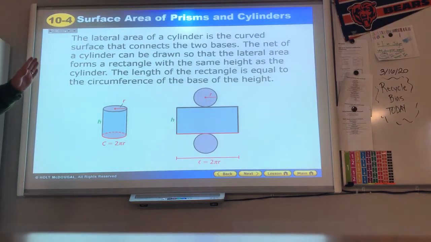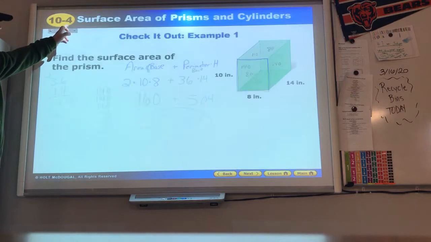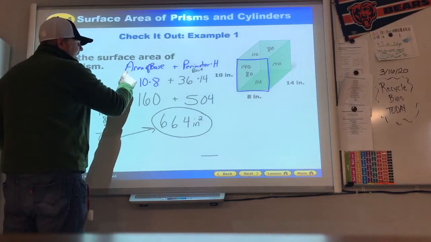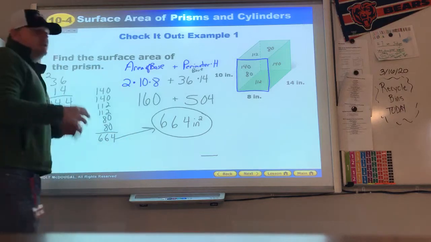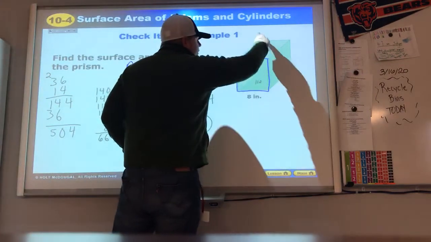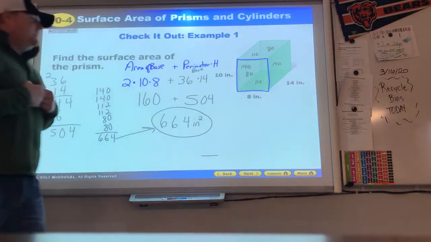Now I am going to go back just one slide here real quick to refresh. The other day we looked at the surface area of prisms. Today we're looking at cylinders. With prisms, we want to find the area of the base, the base of the two shapes that are the same. This rectangle and the rectangle back here, they are the same.